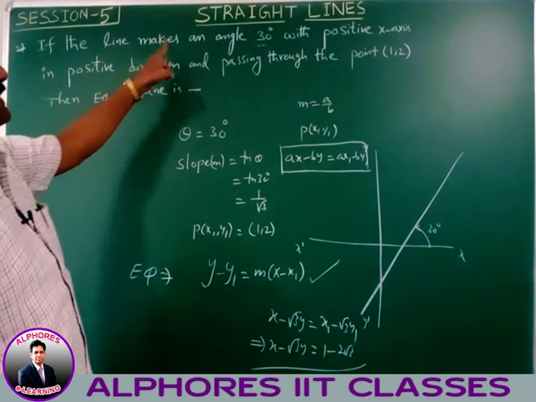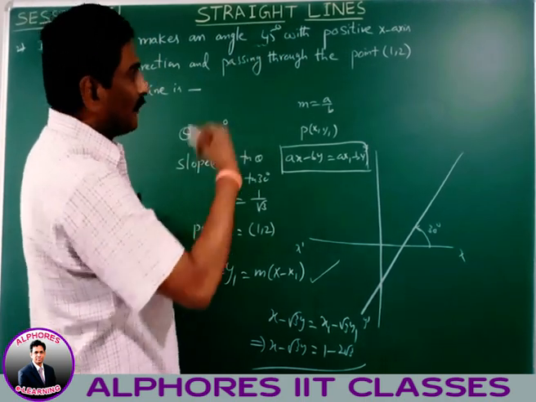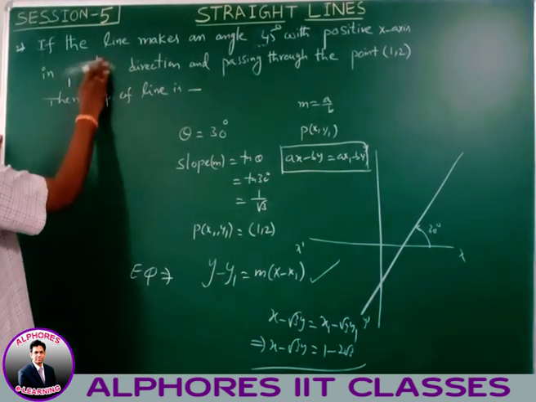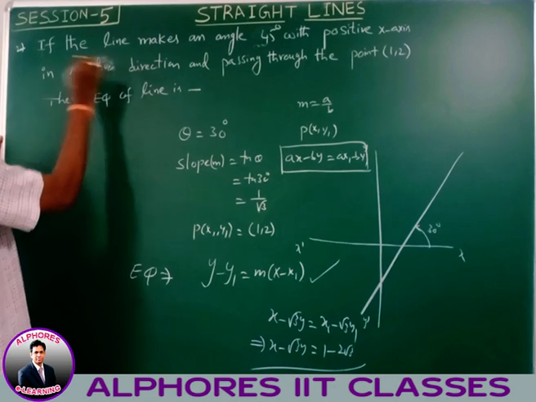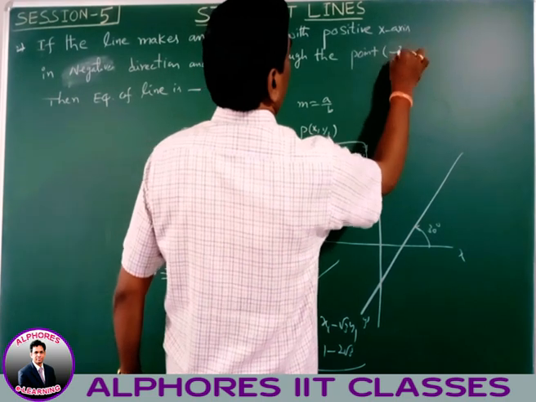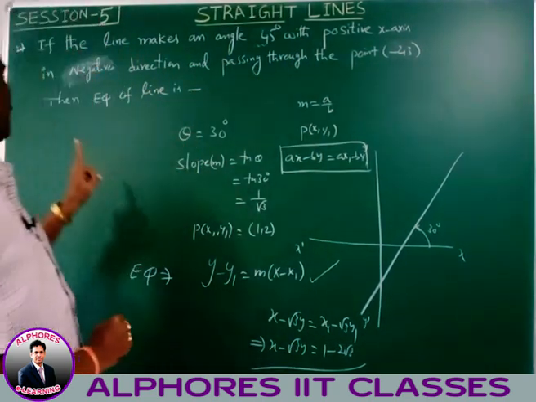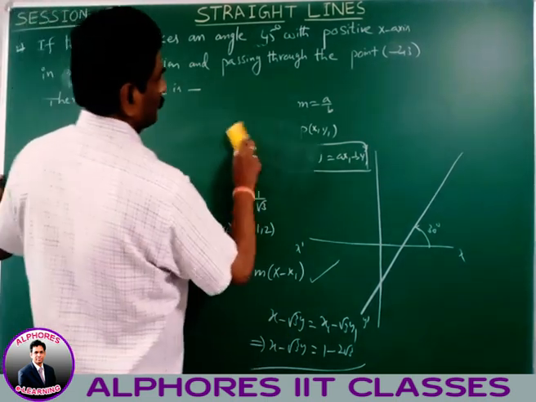Next, second one. Same model. If the line makes an angle 45 degrees with positive x-axis in negative direction, and passing through the point (minus 2, 3). Please observe the difference. Passing through the point (minus 2, 3), then the equation of the line is dash.